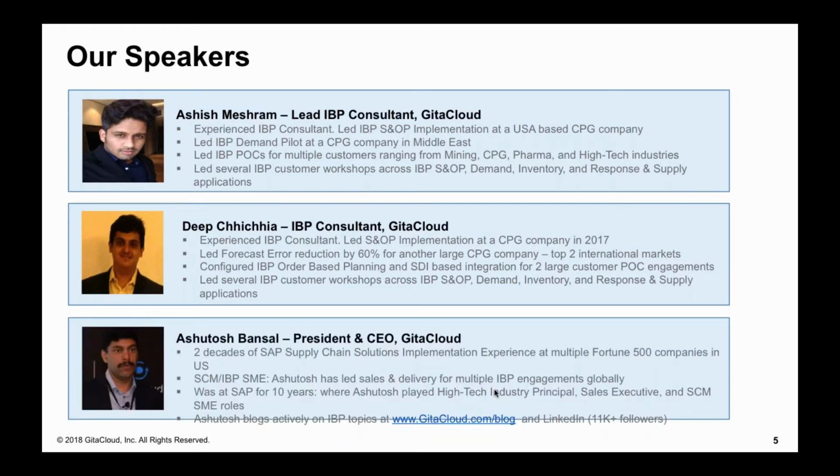And last but not least, Ashutosh Bansal is the president and CEO of GitaCloud. Ashutosh has more than 25 years of SAP supply chain solution experience across SAP ERP, APO, and now IBP. He was at SAP for 10 years, where he played a key role since the early days of SAP IBP. Since starting GitaCloud in 2015, Ashutosh has led several IBP sales and delivery engagements across the globe. Ashutosh blogs actively on IBP topics at GitaCloud.com/blog and LinkedIn with 11,000 followers.